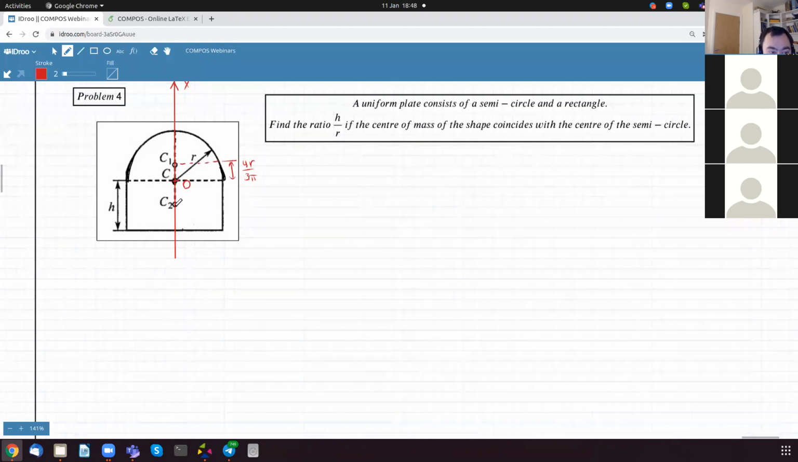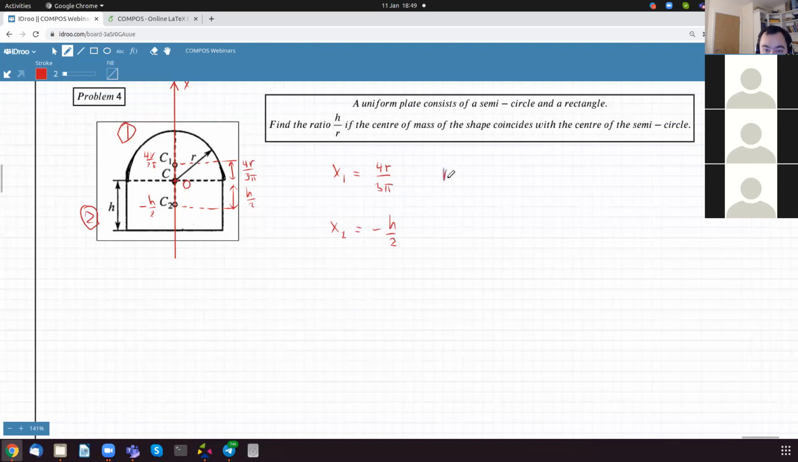Using the same logic, the center of mass of a rectangle, of course, is h over 2 away. So this is minus h over 2 because it's negative. This is 0. And this is 4r over 3 pi. Let's call this the first shape and this the second shape. So x1 is going to be equal to 4r over 3 pi, and x2, the position of the second shape, is minus h over 2.